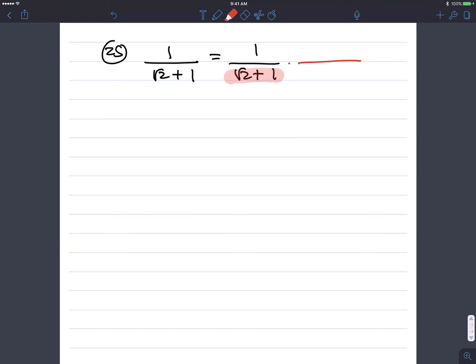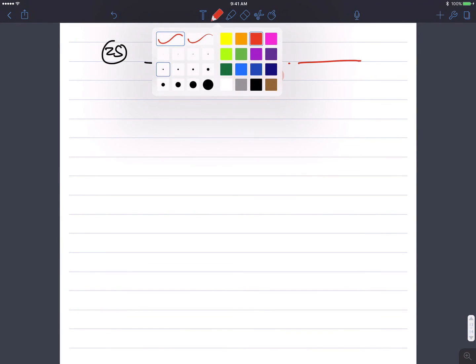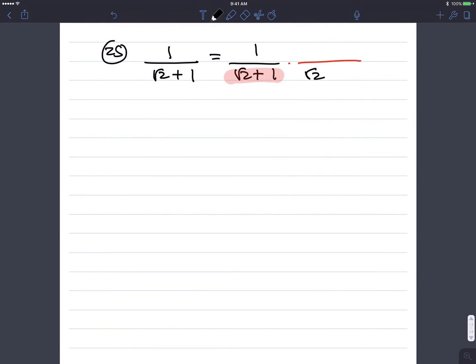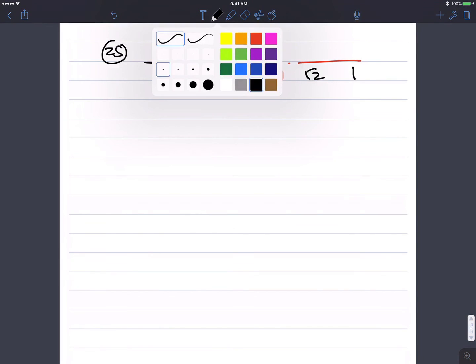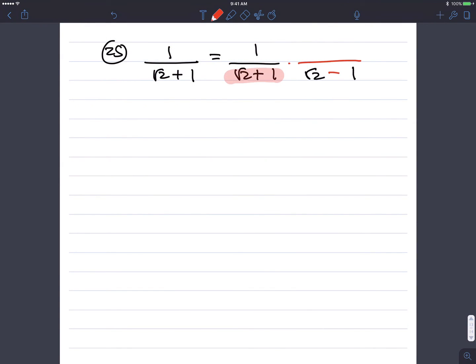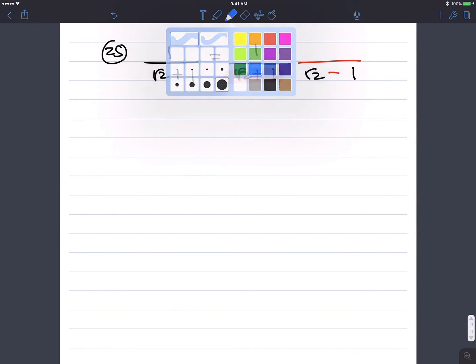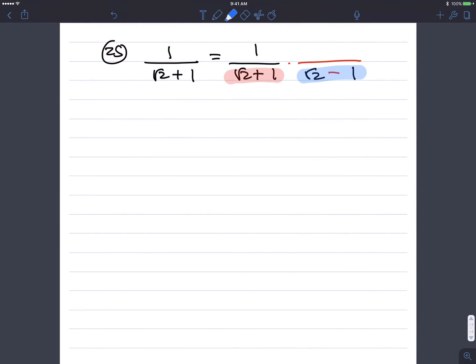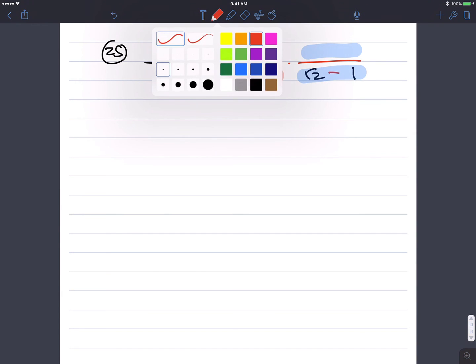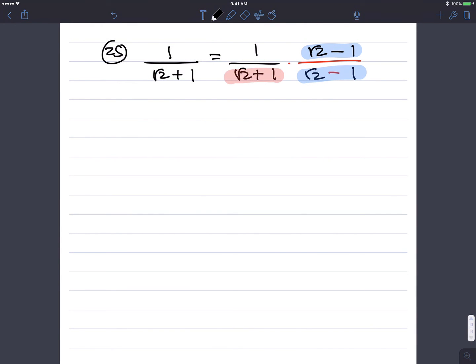The conjugate, again, is the same first and last term, or first and second term here. The only difference is that the sign is opposite. So the opposite of a positive sign is a negative sign here. So this is what we call conjugates. They're different terms. They only differ by the signs that are between them. So I'm going to multiply top and bottom by that square root of 2 minus 1.